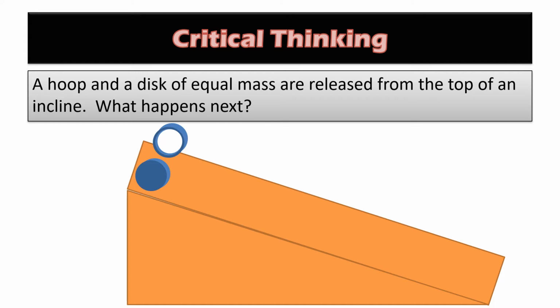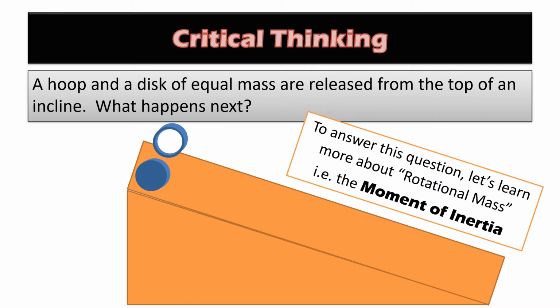Maybe you said they reached the bottom at the same time because they're the same diameter and the same mass. Maybe you say one reaches the bottom faster than the other. Maybe you say they jump off of the incline and into the sky. No, maybe not. To answer this question, let's learn more about rotational mass, or the moment of inertia. Yes, if you put these on a scale, they would have the same mass, but the orientation of that mass around the axis of rotation is different. This has more mass further away. This has more mass closer to the axis. So the orientation is different.